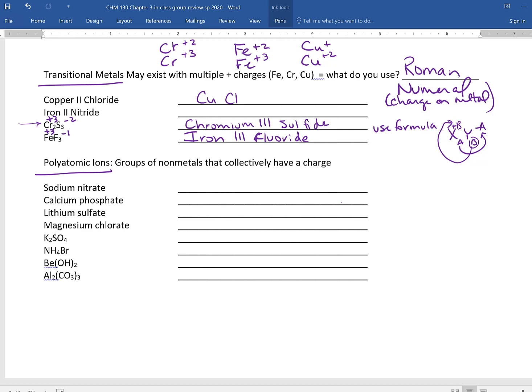So copper 2 chloride, the copper has what charge? It's a plus 2. The Roman numeral, you don't have to figure it out. The Roman numeral tells you the charge on the copper. And if you look at the periodic table, chlorine has a -1. It's in group 7. It'll always have a negative charge. So to figure out the ratio, charge on the metal tells you the number of nonmetals. The charge on the nonmetal tells you the number of metal.